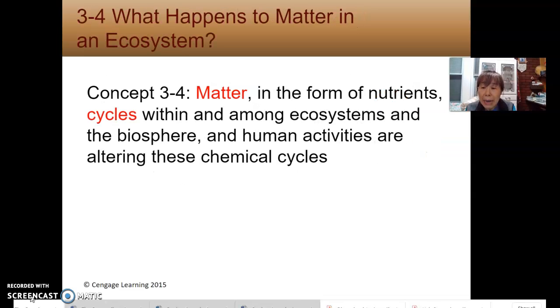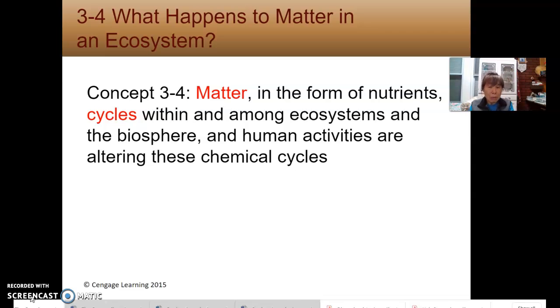Okay. So now we're going to get into section 4, but this video will not finish all of it. In section 4, we are looking at matter, instead of energy. Matter in the form of nutrients cycles within and among ecosystems and the biosphere. The human activities are altering these chemical cycles.